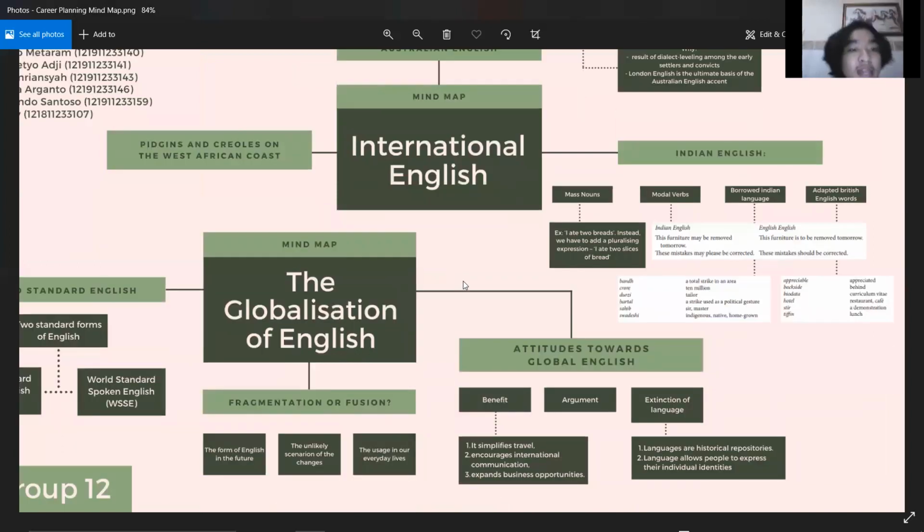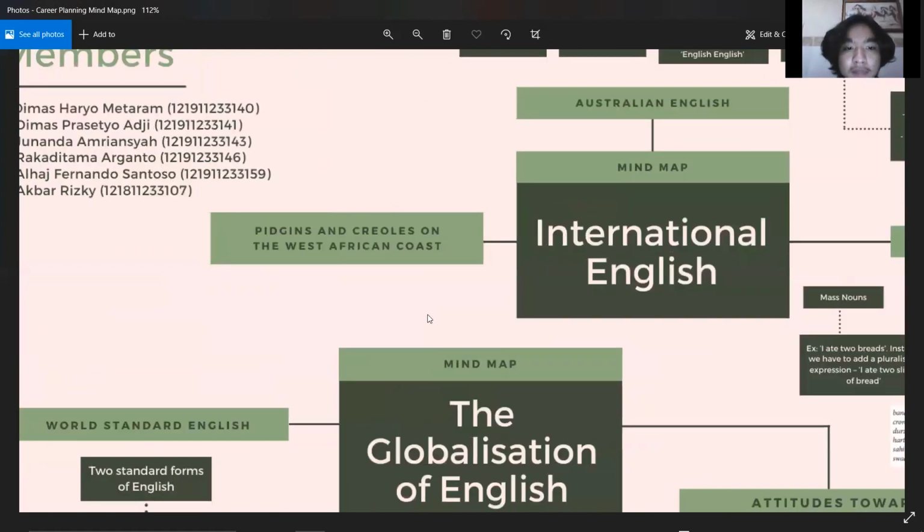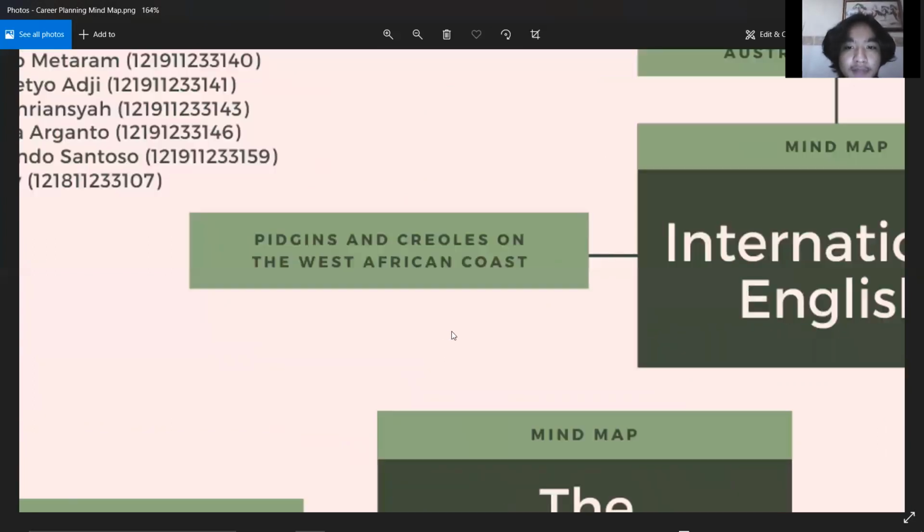I'm going to explain pidgins and creoles on the West African coast. The name West African Pidgin English refers to a group of English-based pidgins and creoles spoken mostly in Nigeria, Liberia, and Sierra Leone along Africa's west coast. Guinea Coast Creole English is another name for it.